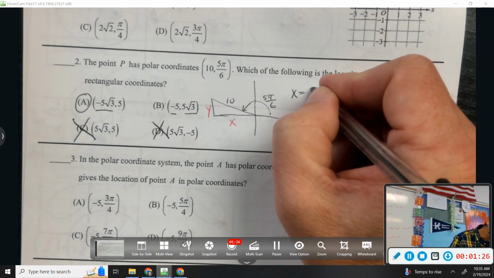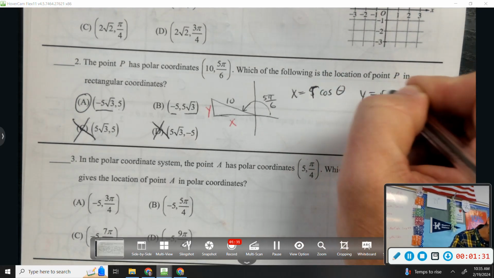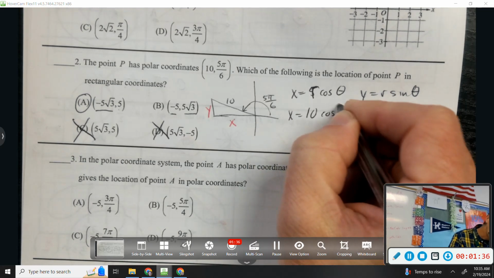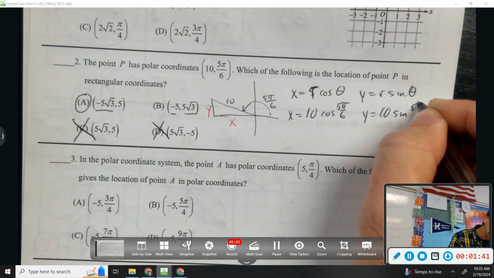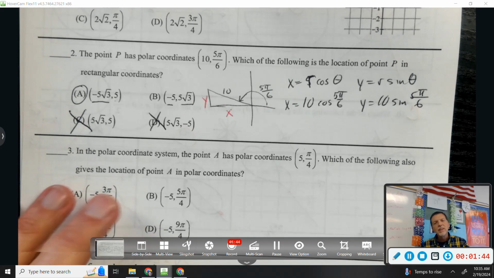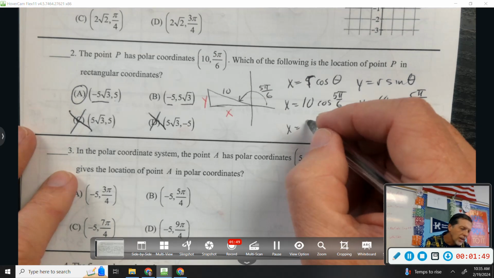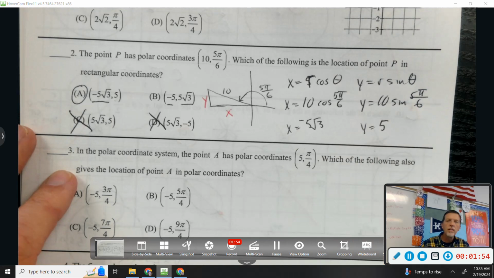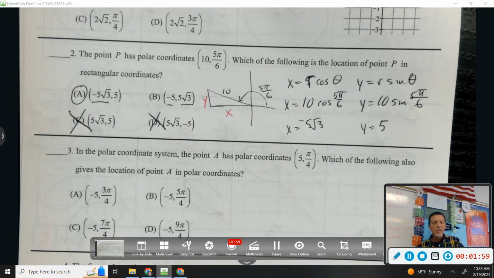The official stuff is x equals r cosine theta, y equals r sine theta. 10 cosine 5 pi over 6, 10 sine 5 pi over 6. But with multiple choice, a lot of times you don't need to go through the full length thing to come up with the answers. So I did it kind of the shortcut way first, and then the sort of official longer way second.